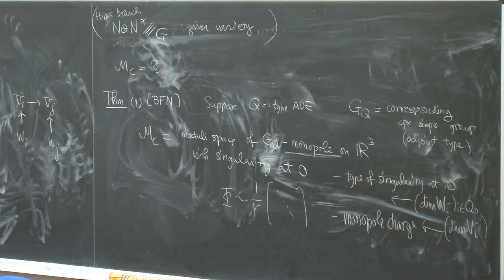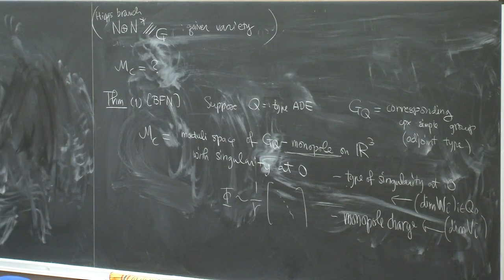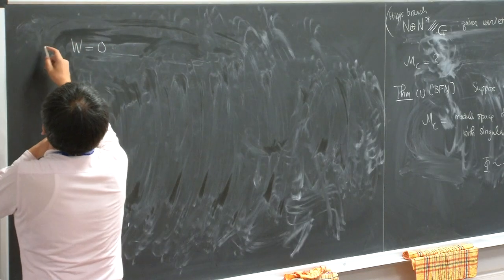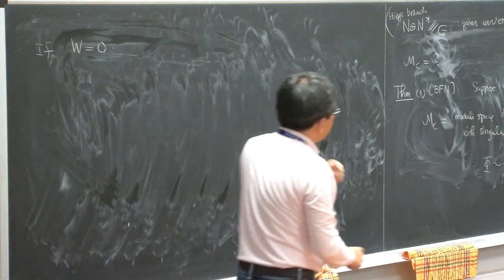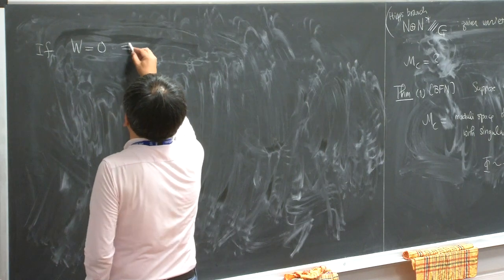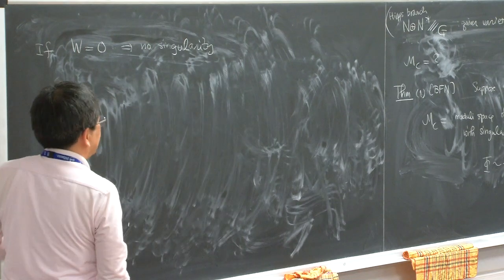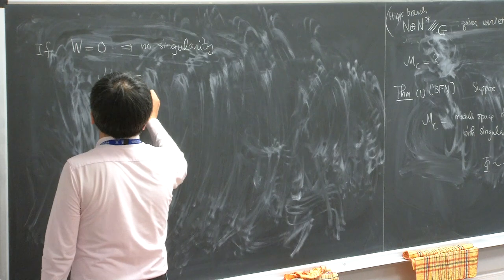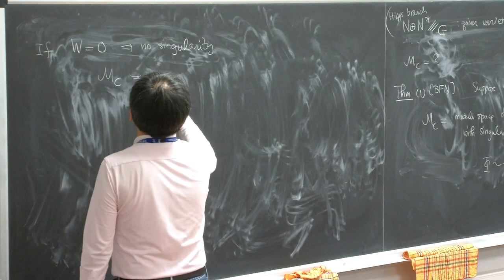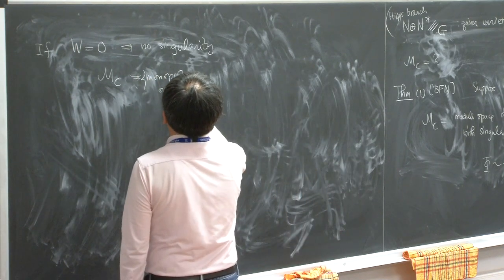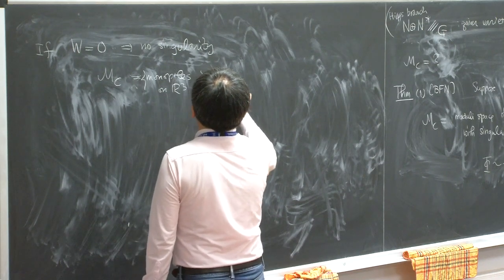And for monopole charges, it is better to consider the case W equals 0. If W equals 0, there's no singularity. Then M_C has an alternative description, monopoles on R^3. So this is due to Hitchin, Donaldson, and others.